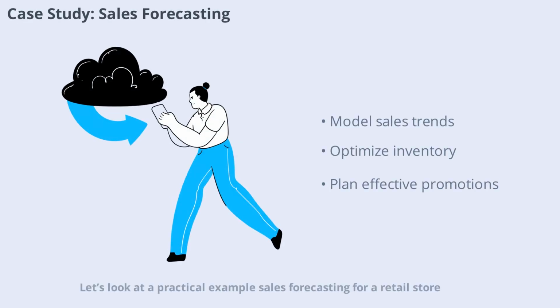Let's look at a practical example: sales forecasting for a retail store. By collecting monthly sales data over several years, analysts can use ARIMA to model trends and seasonality. After fitting the model and validating its accuracy, the store can predict future sales, optimize inventory, and plan promotions. This case study highlights how ARIMA turns historical data into actionable business strategies.